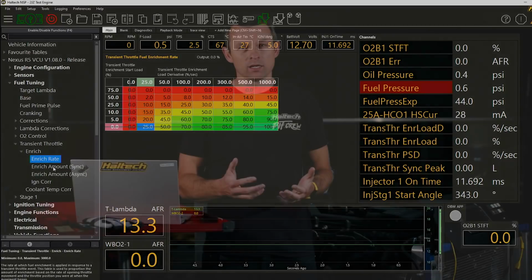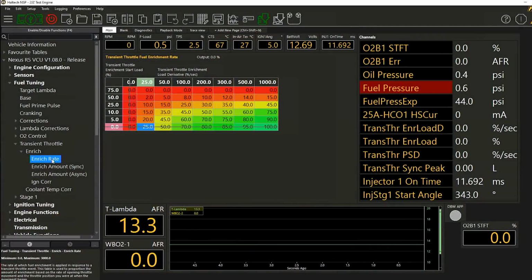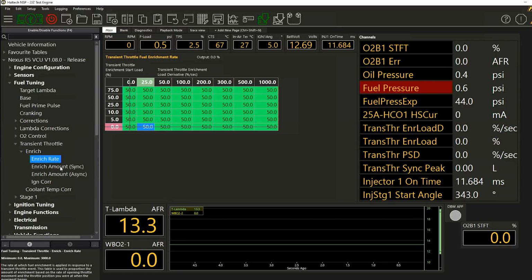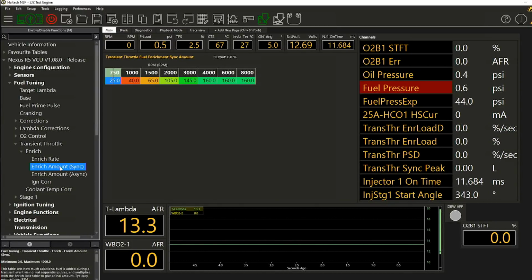So in simple terms, if we had 50% in the entire enrichment rate map and 100% over in the entire synchronous enrichment amount map, when the transient throttle enrichment is triggered, the ECU would extend the next injection pulse by 50%. Okay, how did I work that out? Well, my rate map said to add 50% more fuel to the next injection event. And at the particular RPM I'm at in the synchronous enrichment amount map, I've said, well, apply 100% of that correction. So the ECU extends the next injection pulse by 100% of 50%, which is 50% more fuel.